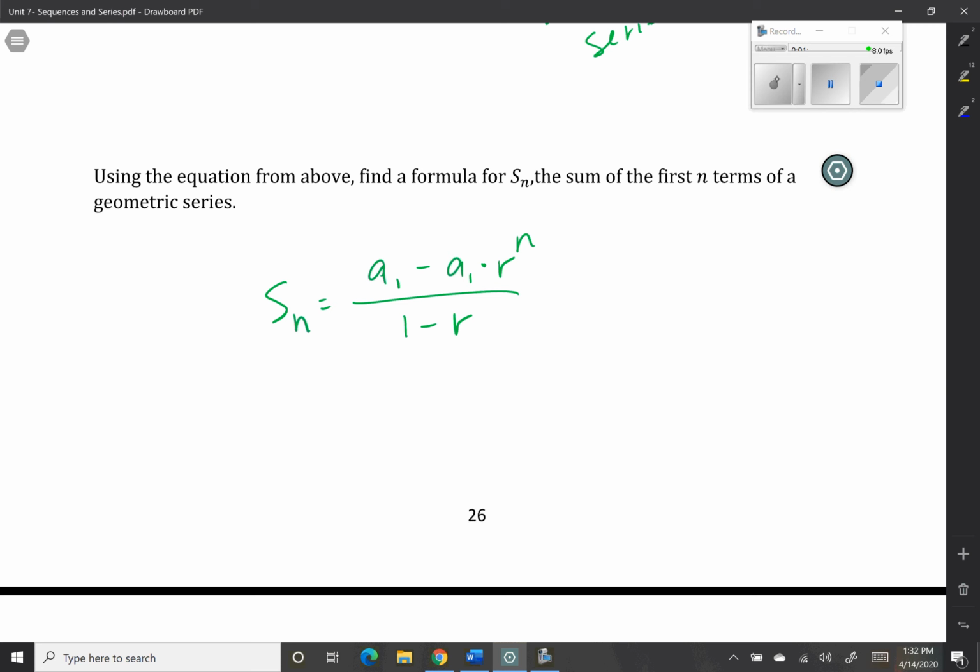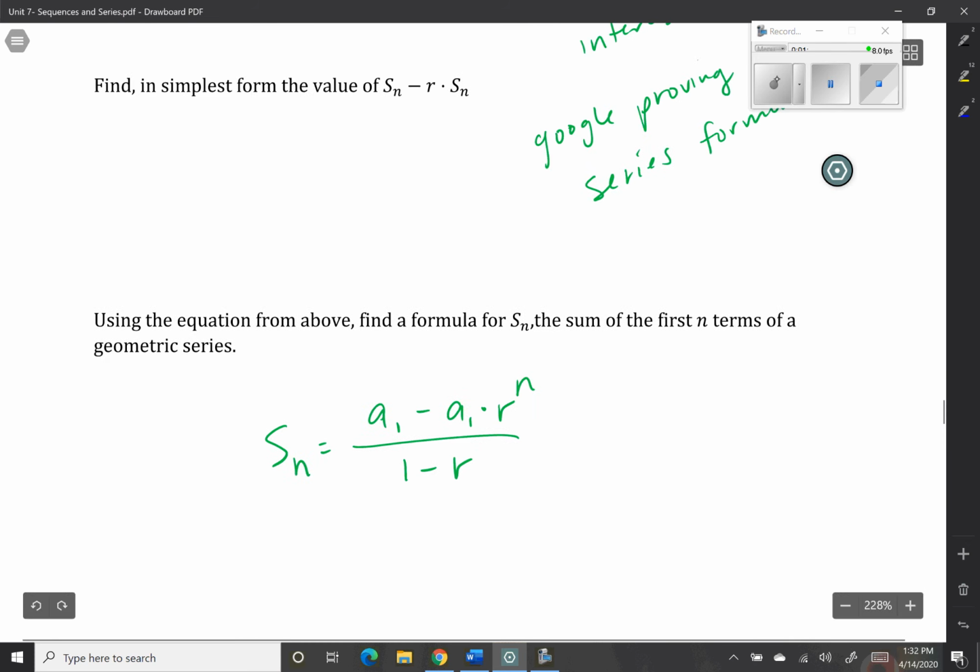One of the things that happens with a geometric series, because of their pattern, is that it lends itself very easily to coming up with an equation that we can use to find the sum of a sequence. So to find the sum of a geometric sequence, we can plug in the first term, the common ratio, and the number of terms that we want to find the sum of, and find this series value without actually having to find all of the terms.